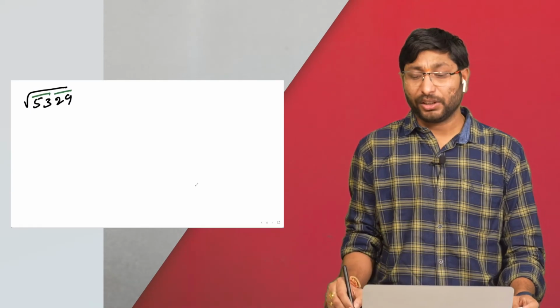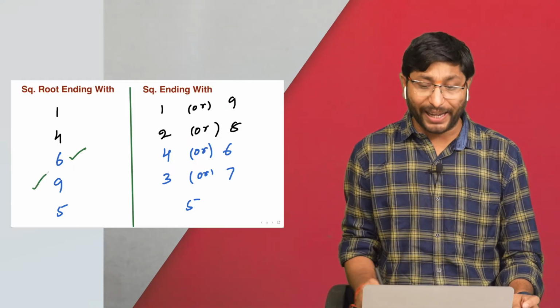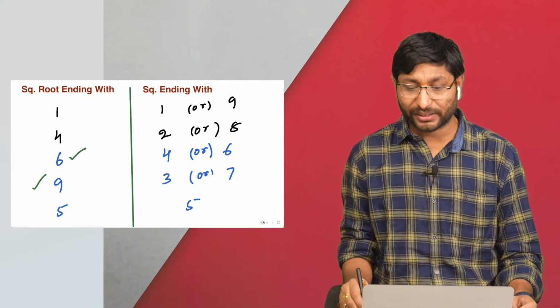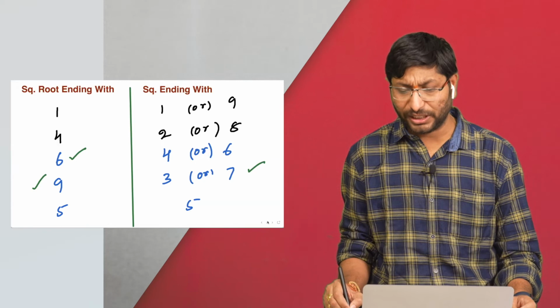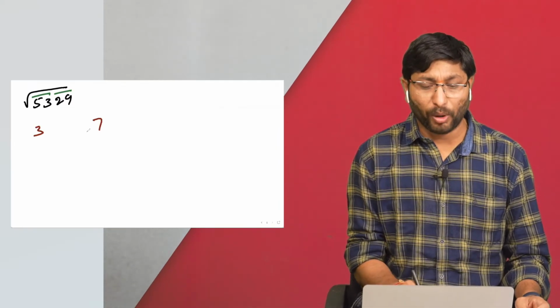53 and 29. So you have to check with the number. Square root is ending with 9. As square root is ending with 9, the answer can be 3 or 7. Just all simple. Just need to remember the table. So 3 or 7. One more dash is there.